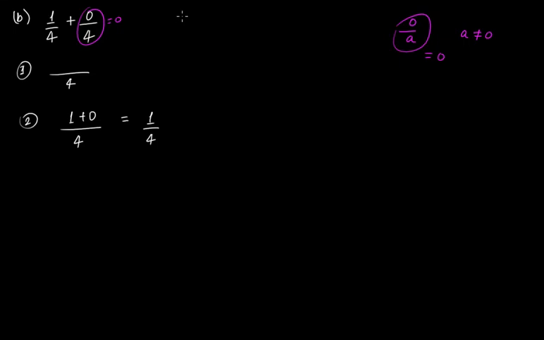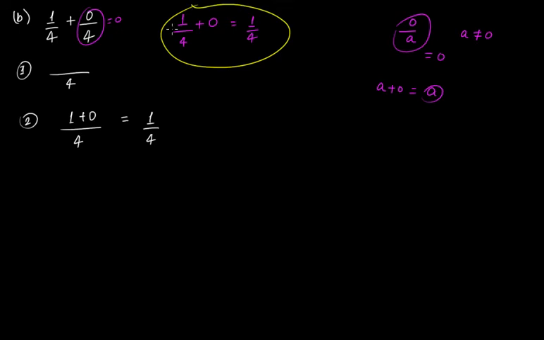It means that you are actually adding 1 by 4 plus 0. When you add anything to 0, you always get back that number only. So if you add 1 by 4 plus 0, you'll get back 1 by 4 only. So this is one way, right? Another way, and this was the first way, is the traditional way of solving. So both these are correct, right?